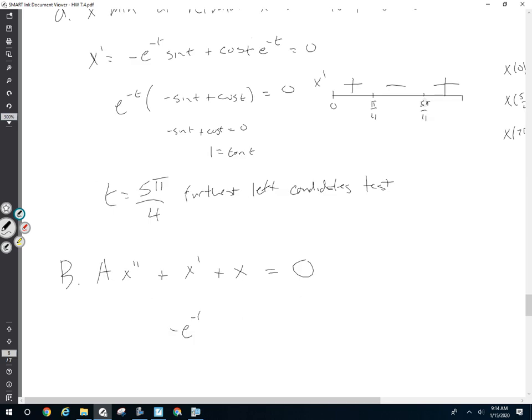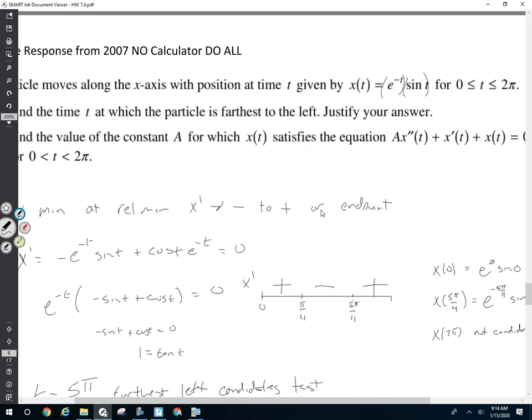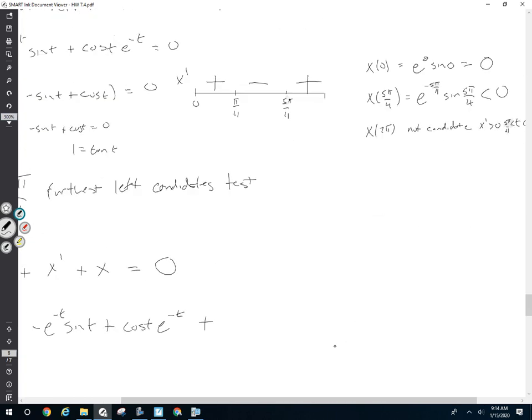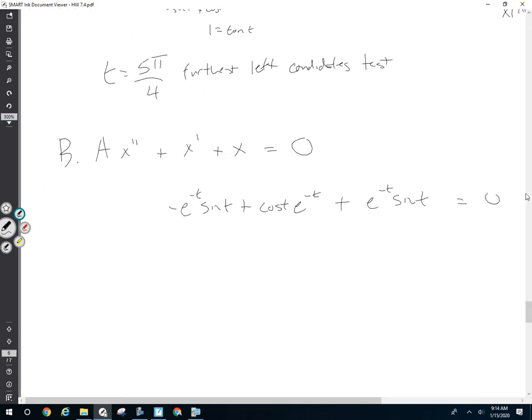X prime is negative e to the negative t sine t plus cos t e to the negative t. X, already found, is e to the negative t sine t. Okay, and now I just have to find x double prime.